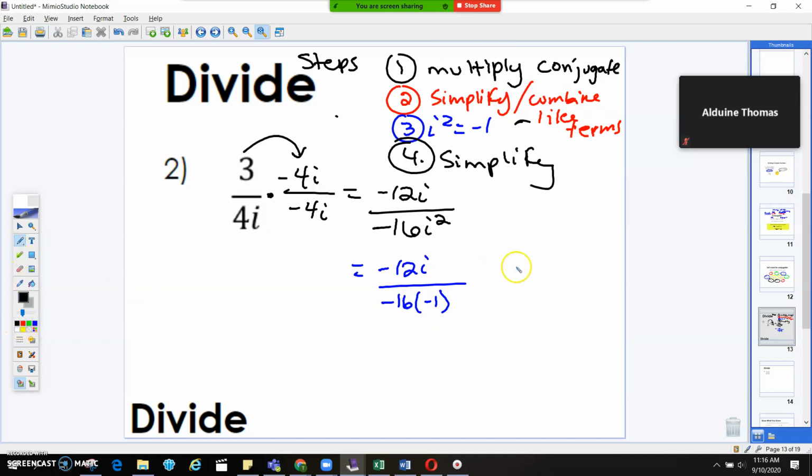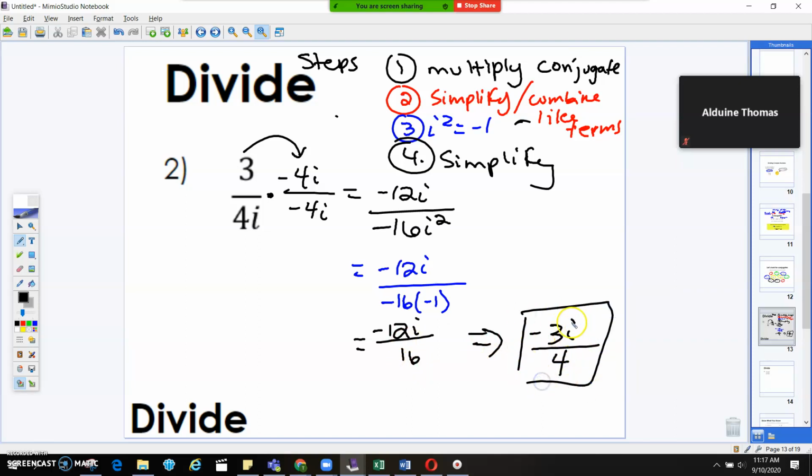So now if I'm going to move on to step 4, I'm going to simplify what's in that denominator, right? So -16 times -1 is going to give us positive 16. But isn't 12 and 16 both divisible by something? What are they both divisible by? 4. So I'm going to divide by 4 in the top and in the bottom. Okay? So if I take negative 12 and I divide it by 4, I'm going to get negative 3i. If I take 16 and I divide it by 4, I'm going to get positive 4.